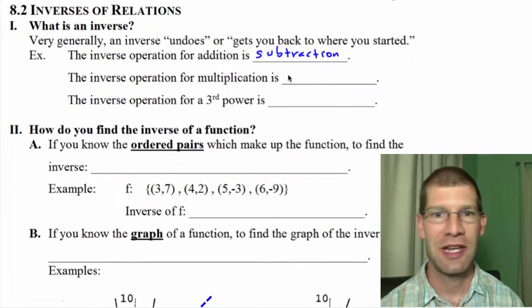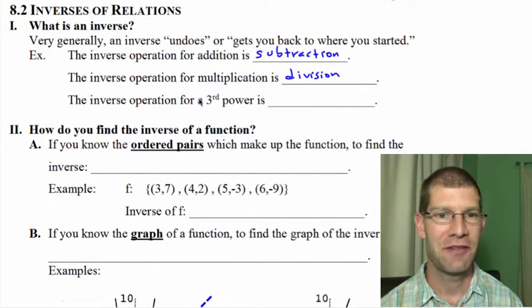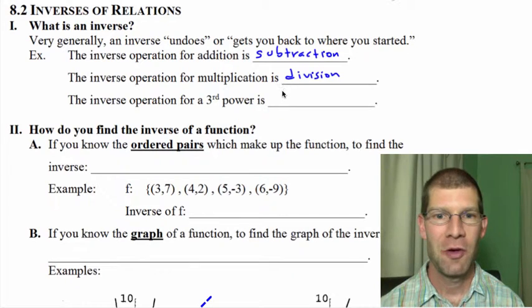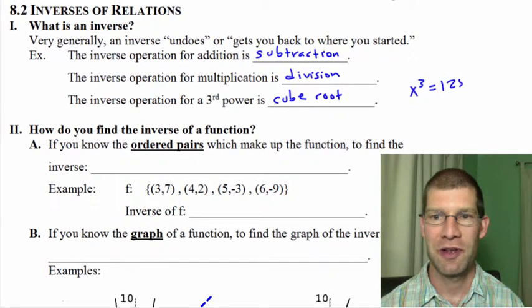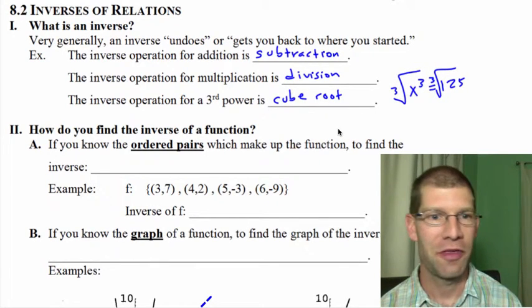So the inverse operation for multiplication. How do you undo multiplication? It's division. Another one that's often a little tougher: what's the inverse operation for a third power? Well, that'd be a cube root. That's where, when we had x to the third equals something like 125, we took the cube root of both sides. Or you could take both sides to the 1/3 power.